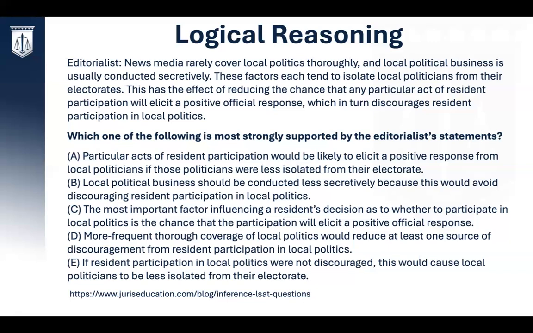D, to the D peeps, D is correct. This option correctly follows the logic laid out in the passage. If local politics happen in secret and the media isn't covering them, politicians become isolated. That isolation reduces their responsiveness, which in turn discourages public participation. And this follows the chain of reasoning presented.